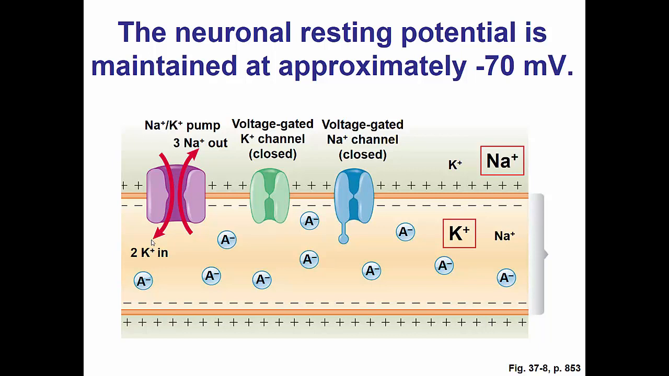This is a pump that uses energy from ATP to pump sodium out and potassium in, and that's actually what maintains this sodium-potassium gradient, where the level of sodium is higher on the outside and the level of potassium is higher on the inside. The resting potential of this neuron that's maintained by the sodium-potassium pump is approximately negative 70 millivolts because it's more negative on the inside than the outside.